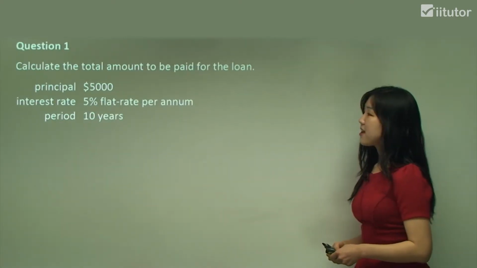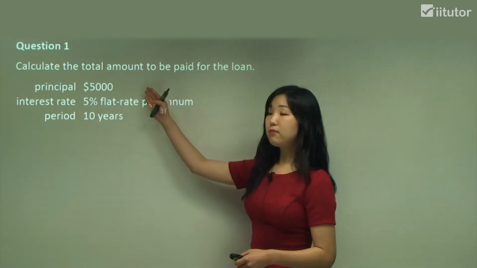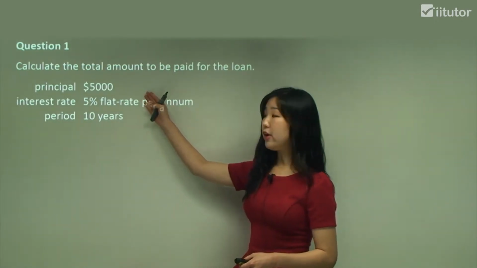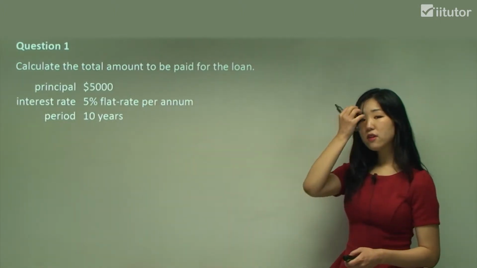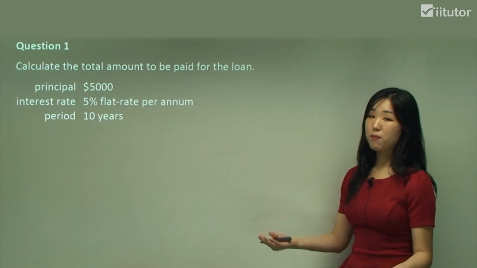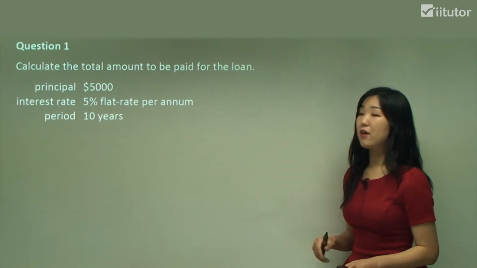Question 1, calculate the total amount to be repaid for the loan. So they give us the principal value that they borrow, they give us the interest rate, and they give us the period. So first of all, when we want to find how much we have to pay back to the bank or whoever lends us money, we have to calculate our interest.